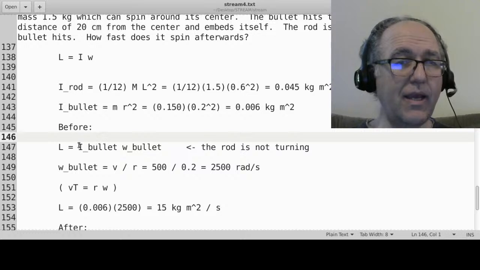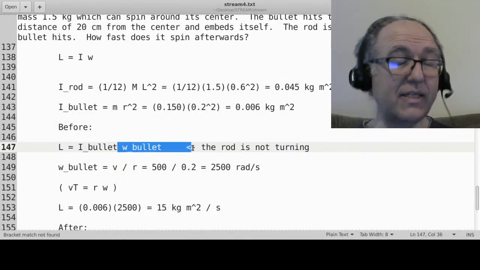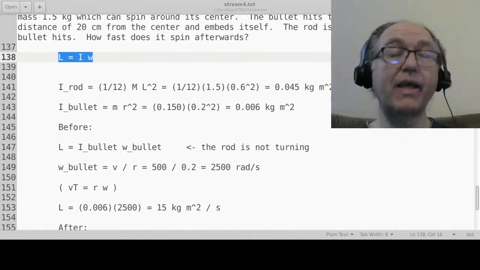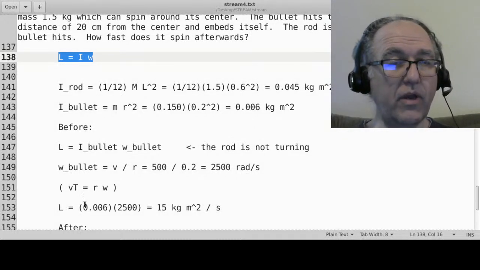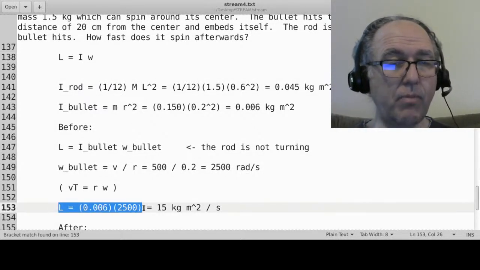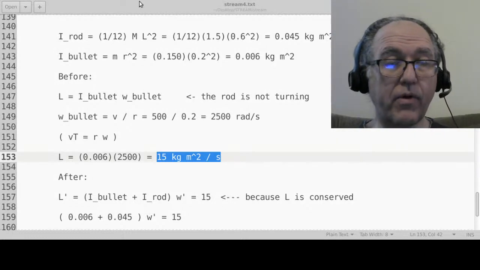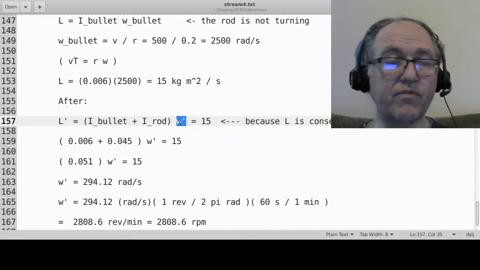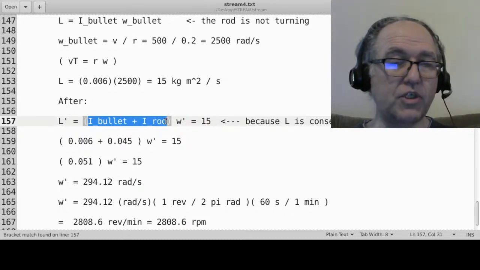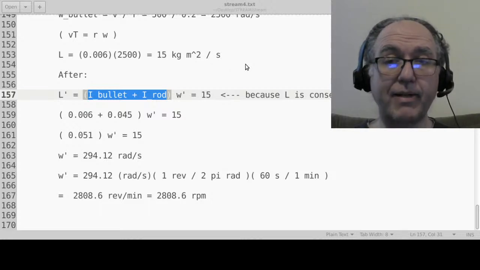Great. If you've got the moment of inertia of the bullet, and you've got the angular velocity of the bullet, and you multiply I times omega, you get L, the angular momentum. The angular momentum is, in this case, 15 kilogram meters squared per second. And then after the collision, they have a common angular velocity, so their moments of inertia just add, and the rest of it is straightforward. But it's that bullet part that's a little bit difficult.